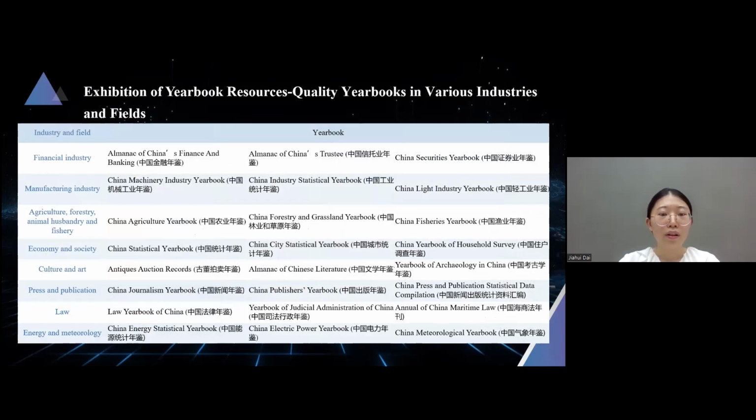In addition to the yearbooks just introduced, there are abundant high-quality yearbook resources in CYFD. For the financial industry, it collects Almanac of China's Trustee and China Securities Yearbook. For the manufacturing industry, it collects China Machinery Industry Yearbook and China Light Industry Yearbook. For the agriculture, forestry, animal husbandry, and fishery industries, it collects China Agriculture Yearbook and China Fishery Yearbook.